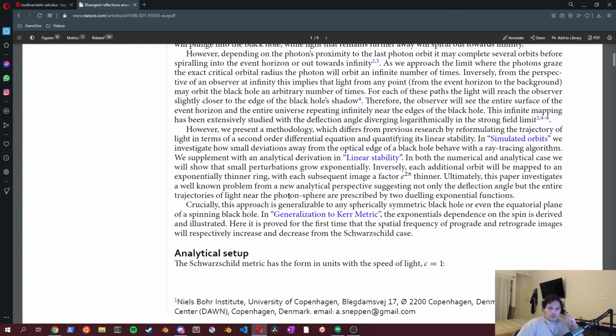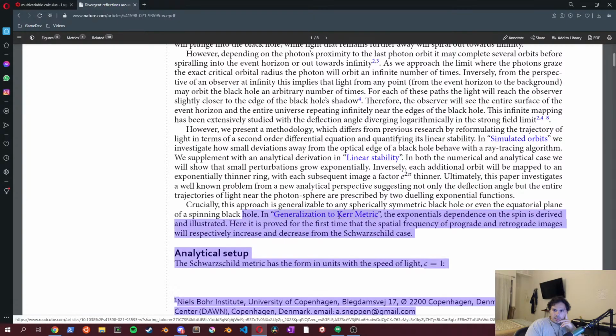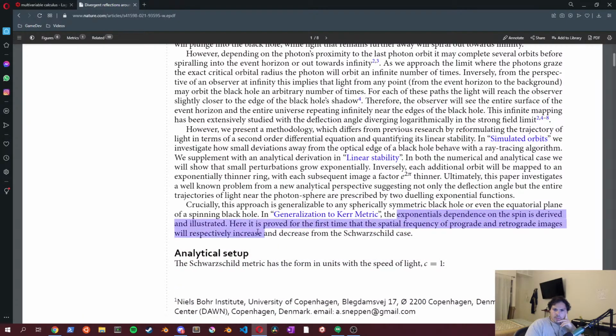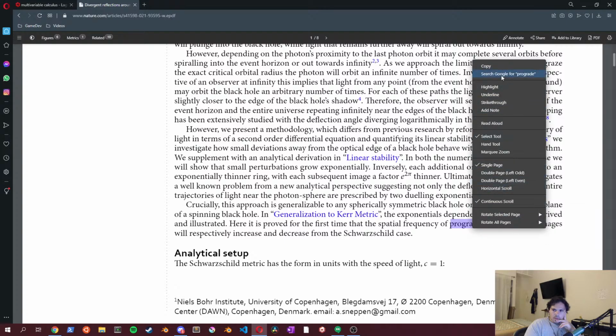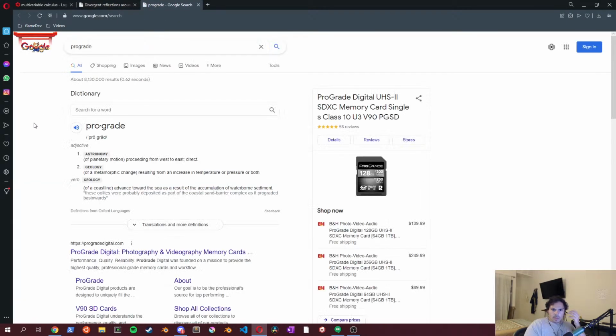Okay, so crucially, this approach is generalizable to any spherically symmetric black hole, like I said, even in the equatorial plane. In generalization to Kerr metrics, the exponential dependence on spin is derived and illustrated. Here it is proved for the first time that the spatial frequency of prograde and retrograde images will respectively increase and decrease from the Schwarzschild case. So I actually, it's kind of embarrassing, don't know what these words mean. I think it's like one is coming towards you, one's going away or something.